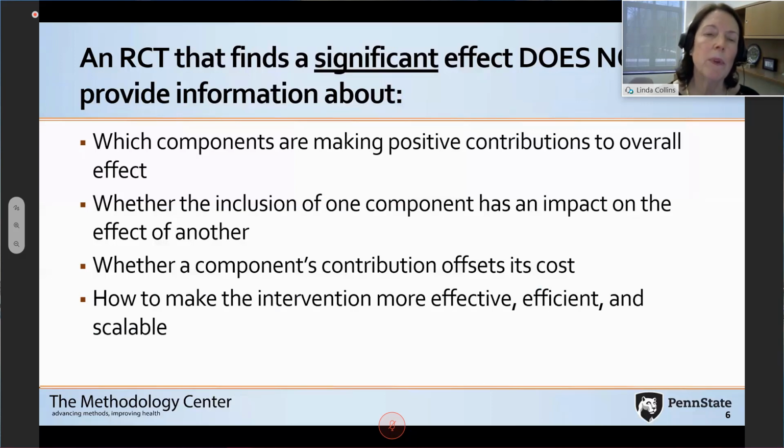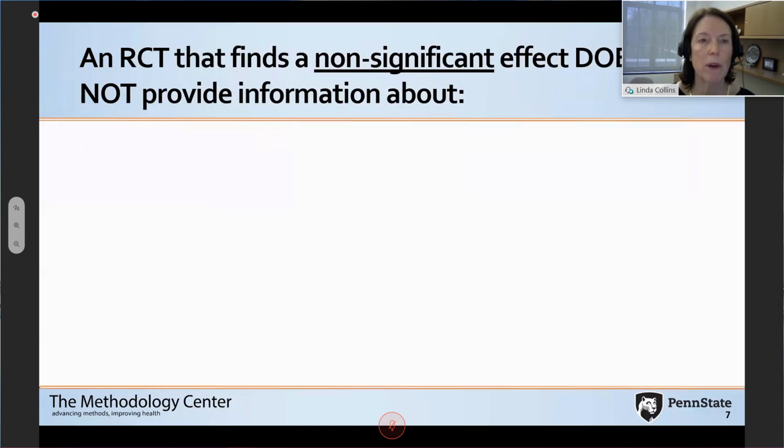And in general, when you conduct an RCT, you don't get the information you need to improve the intervention the next time. What should you do to make the intervention more effective, more efficient, and more scalable? That information is not there in an RCT. Now, I want to emphasize, this is not meant to be a put-down of the RCT. The RCT is the accepted standard, and I think rightly so, for evaluation of interventions, but it does not contain the kind of information that we're looking for here.